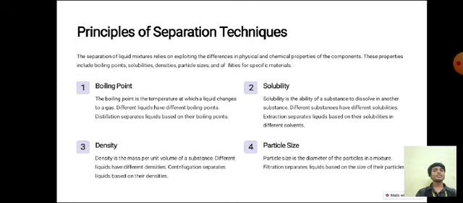Second one, solubility. Solubility is the ability of a substance to dissolve in another substance. Different substances have different solubilities. Extraction separates liquids based on their solubilities in different solvents. Third one, density. Density is the mass per unit volume of a substance. Different liquids have different densities. Centrifugation separates liquids based on their densities. Fourth one, particle size. Particle size is the diameter of the particles in a mixture. Filtration separates liquids based on the size of their particles.